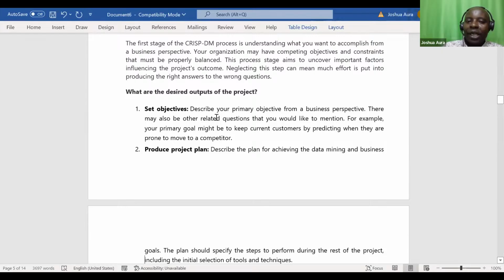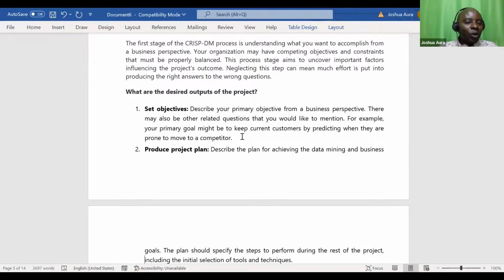Set objectives. Describe your primary objective from a business's perspective. I would want, in this case, for example, to analyze data for IBC for purposes of this and this. There may also be other related questions that you would like to mention. For example, your primary goal might be to keep current customers by predicting when they are prone to move to a competitor. Like now, some of you may be moving to a competitor.